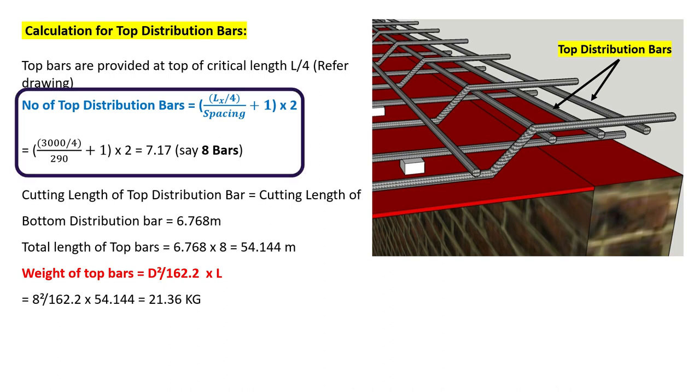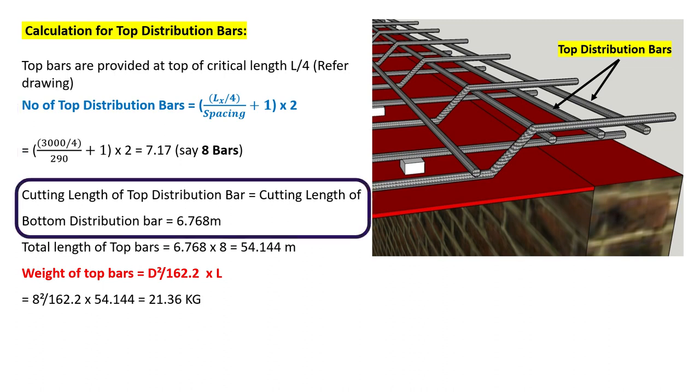Lx is the shorter span of the slab, which is given as 3000 mm, and spacing of top distribution bars is 290 mm. On substituting all these values, the number of top distribution bars is 7.17, say 8 bars. Cutting length of these bars is equal to cutting length of bottom distribution bars, which is already calculated as 6.768 meter.